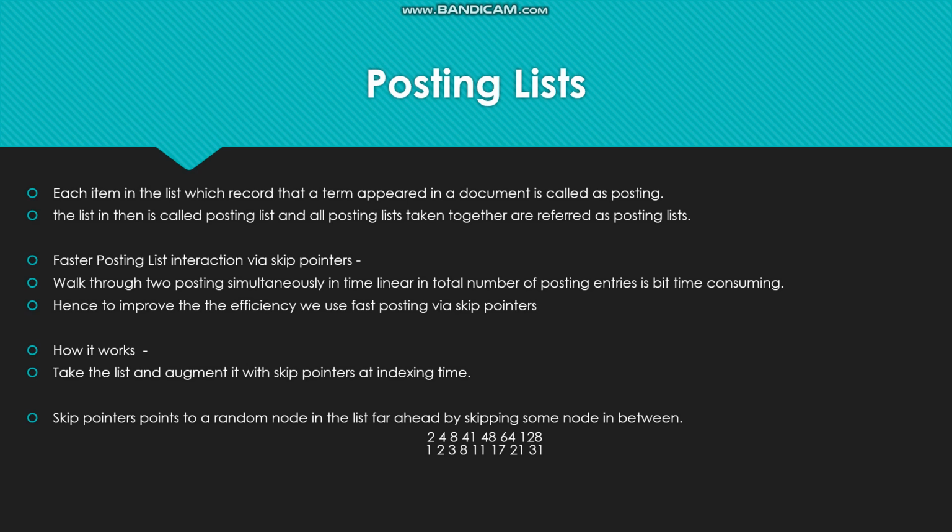So how a skip pointer works is that it takes the list and augments it with skip pointers at the time of indexing. A skip pointer points to a node far ahead of the skipping node, and we just need to decide whether we want to jump to that node or not, depending upon the value where the pointer points.